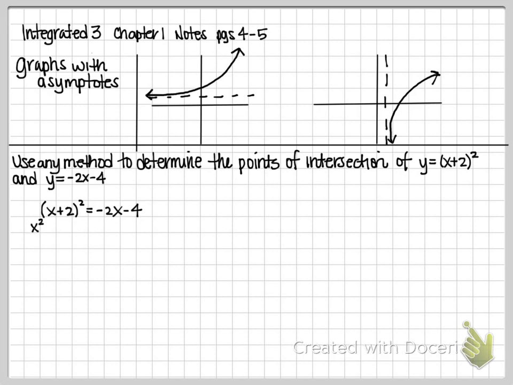So remember, (x + 2) quantity squared is (x + 2)(x + 2). I would draw the box, or I would go ahead and multiply that out, which gives me x squared + 4x + 4.